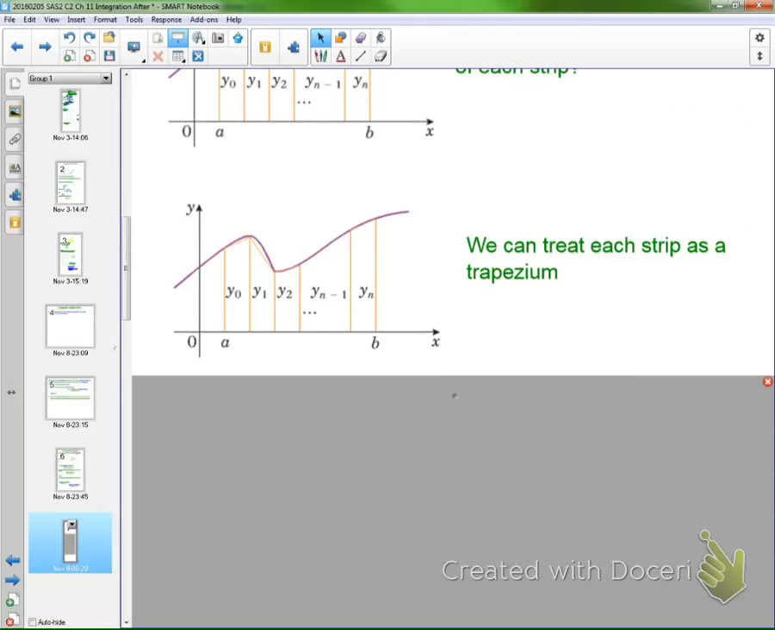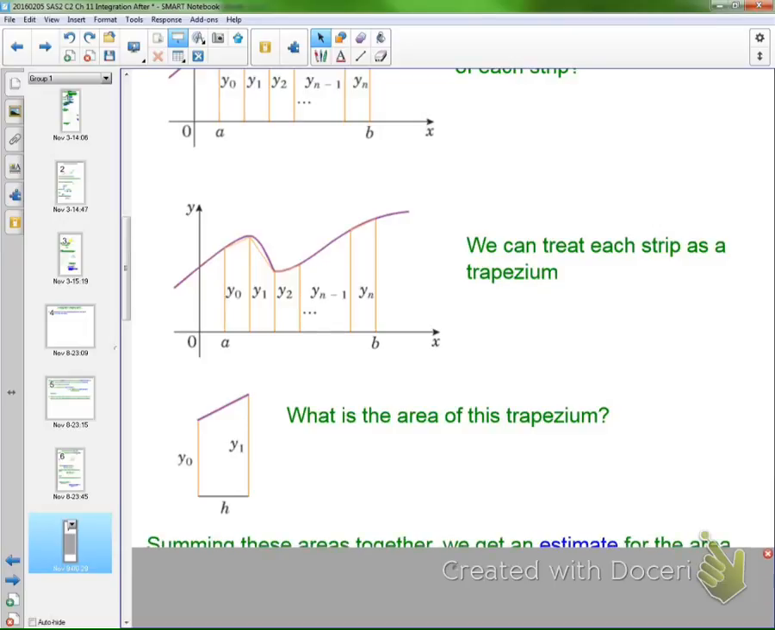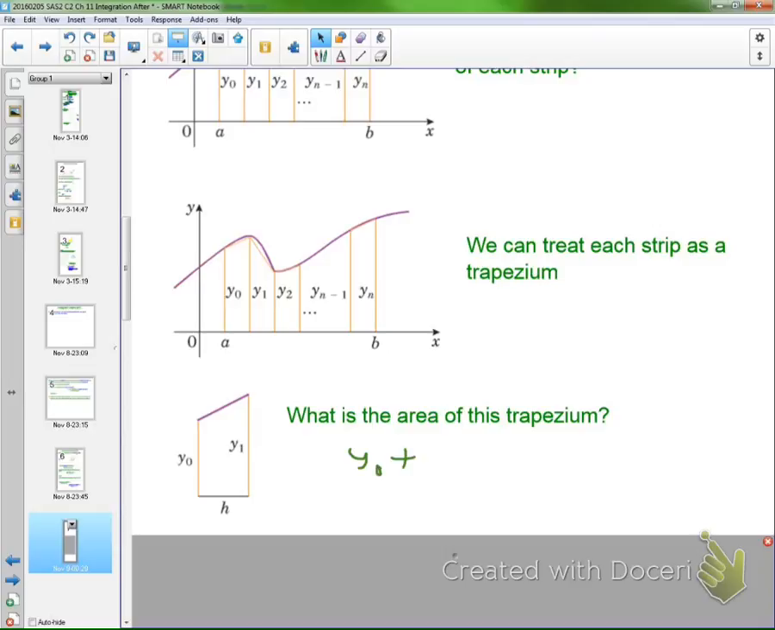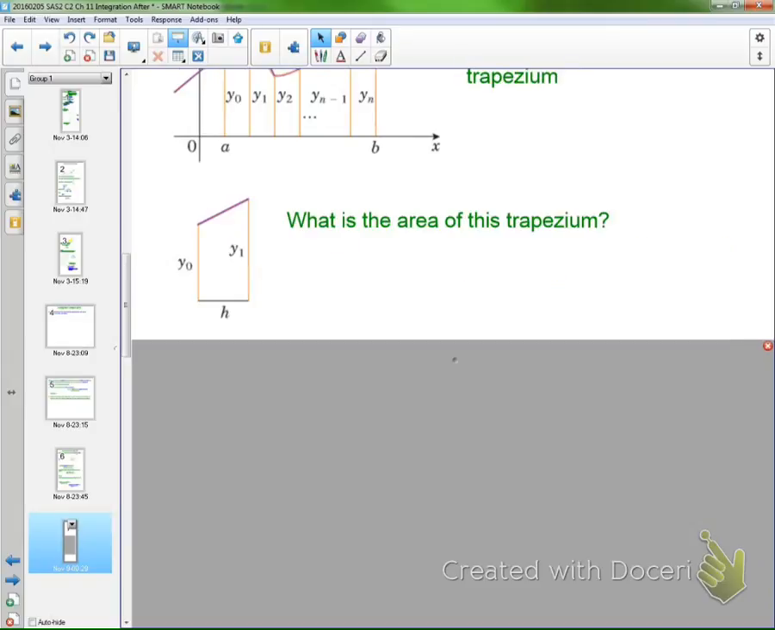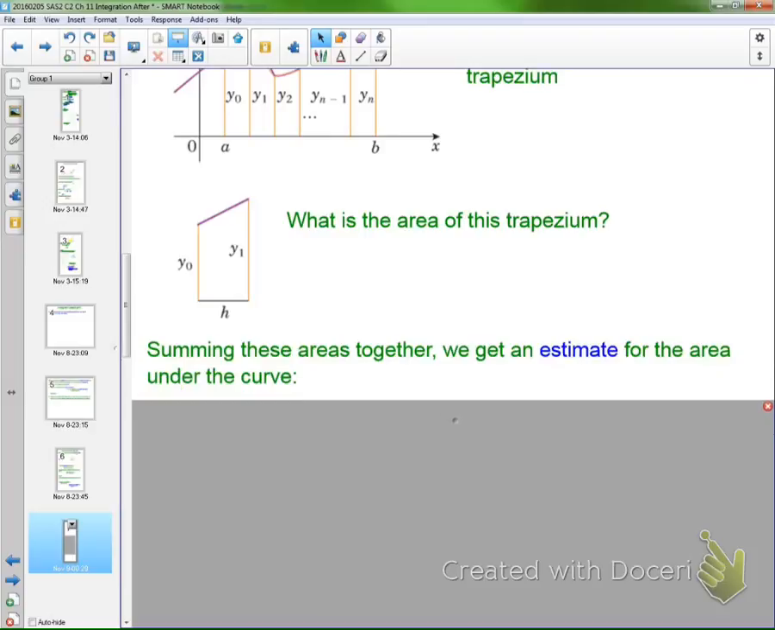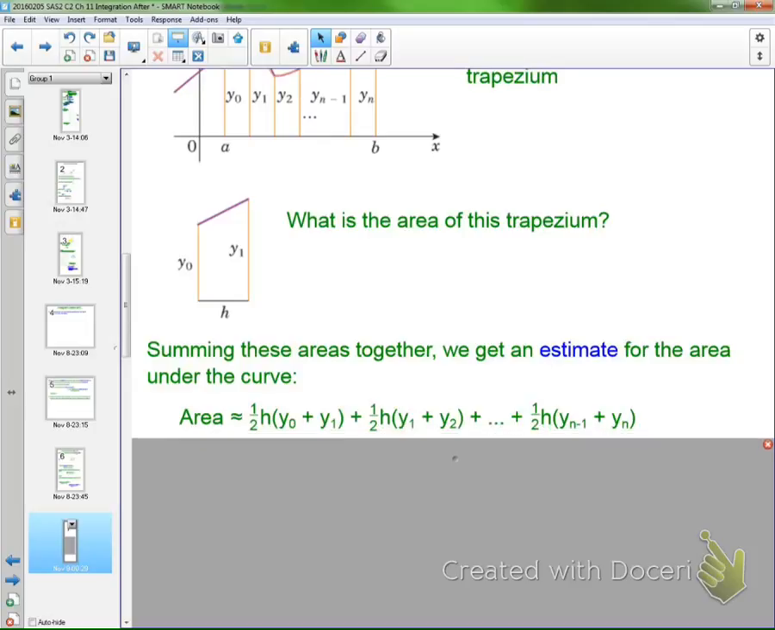So then how do we find the area of a trapezium? Well, we have y0 plus y1 over 2 times h. So we want their average height multiplied by their width. So then we can take each of these areas and add them together, and this will give us an estimate for the area under the curve. So we'll end up with the area being approximately half h times y0 plus y1 and y1 plus y2 and so on and so forth.